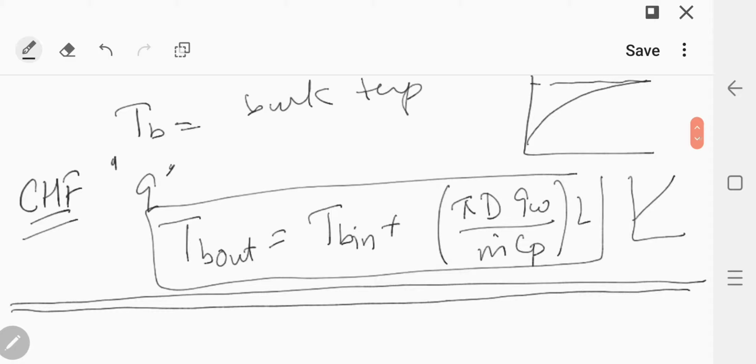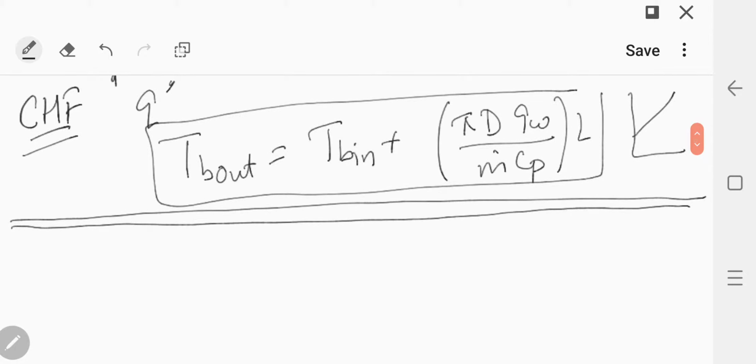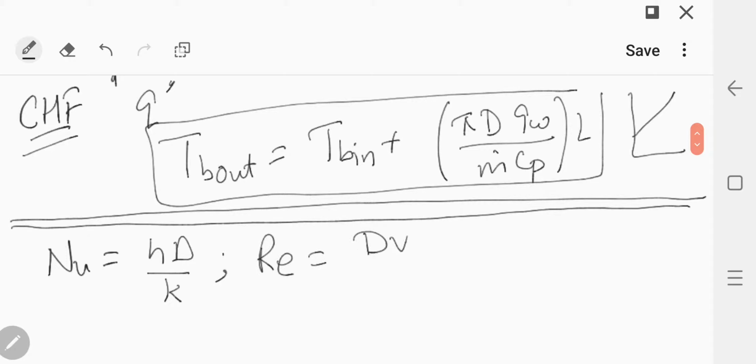You can convert these expressions in terms of your dimensionless numbers. So in order to convert them, we'll require a few basic dimensionless terms. One is the Nusselt number. Now, what is Nusselt number? Nusselt number is represented as hd by k. The second dimensionless term which we'll be dealing with is the Reynolds number, which is d v rho by mu. And the third dimensionless number is the Prandtl number, that is Cp mu by k.